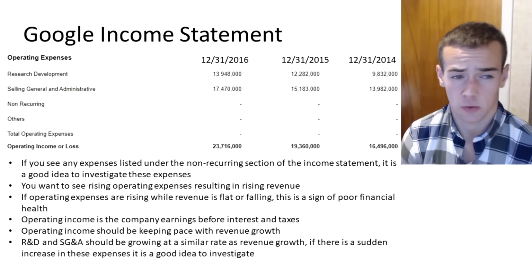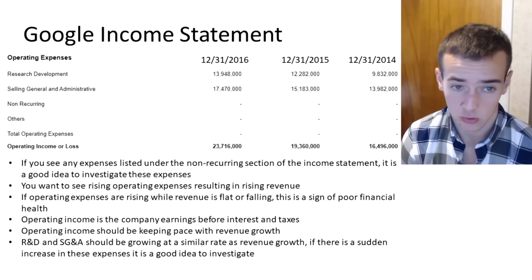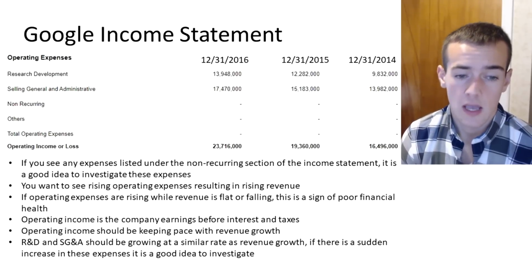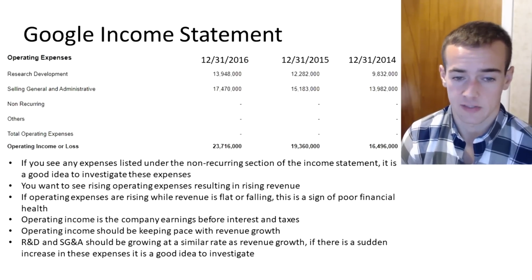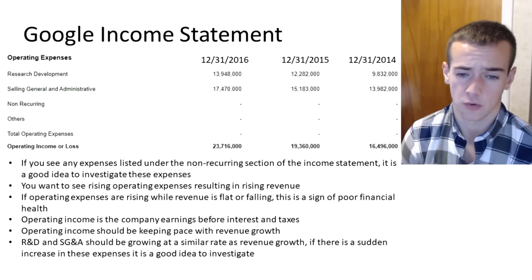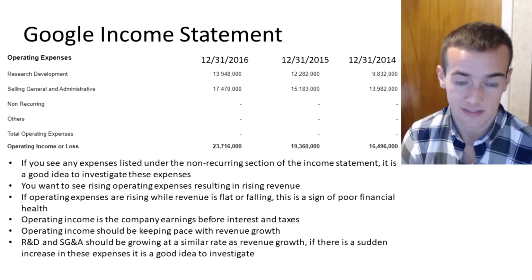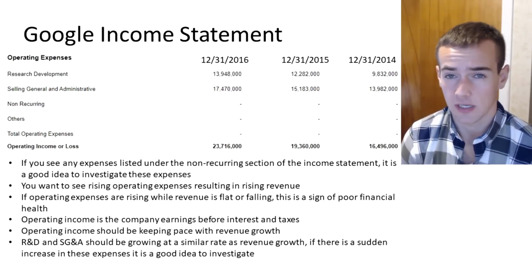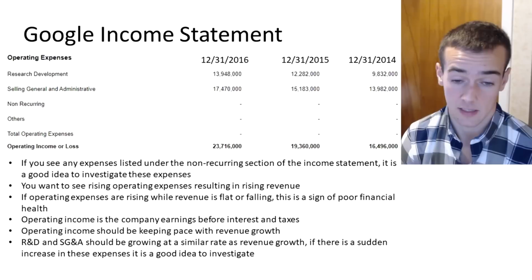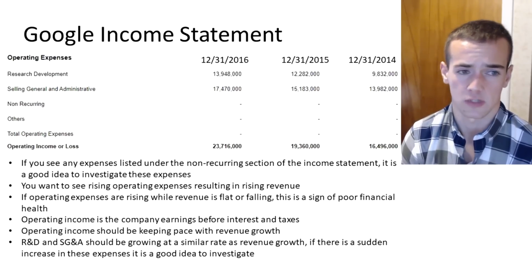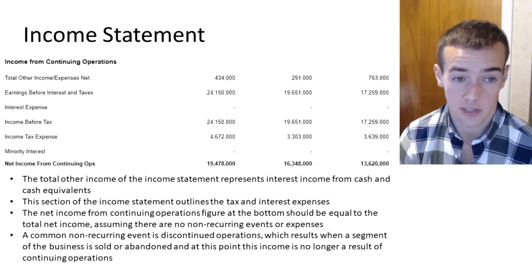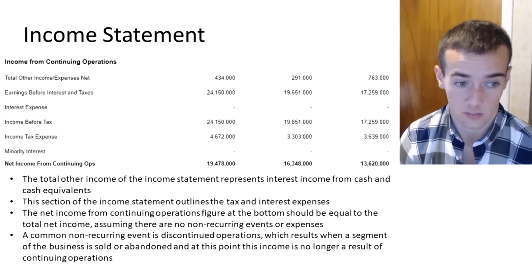Now, as far as the research and development as well as the selling, general, and administrative expenses go, you want to see these growing at a similar rate as the revenue growth, and if there is ever a sudden increase in these expenses, this is again a good indicator that it's time to do some investigating and really uncover why those expenses are growing so rapidly. So then we have the income from continuing operations section of the income statement.